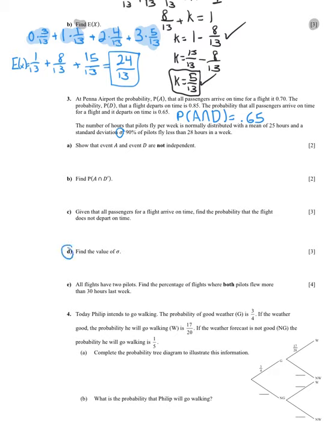All right, so part A, show that the events A and D are not independent. If they're independent, then their outcomes should have the same probability, right? So if I did the probability of A times the probability of D, and that equals the probability of A and D, then they are independent.